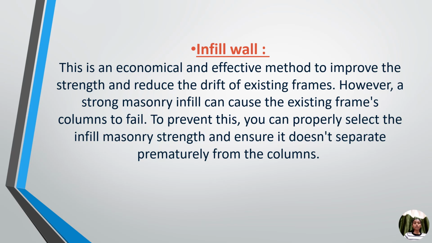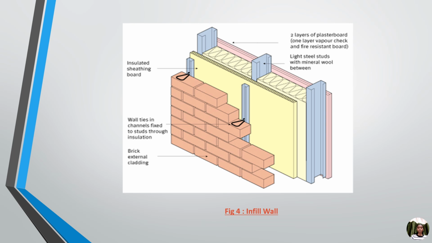Last one is infill wall. This is an economical and effective method to improve the strength and reduce the drift of existing frames. However, a strong masonry infill can cause the existing frame's columns to fail. To prevent this, you can properly select the infill masonry strength and ensure it doesn't separate prematurely from the columns. And this is the figure of infill wall.